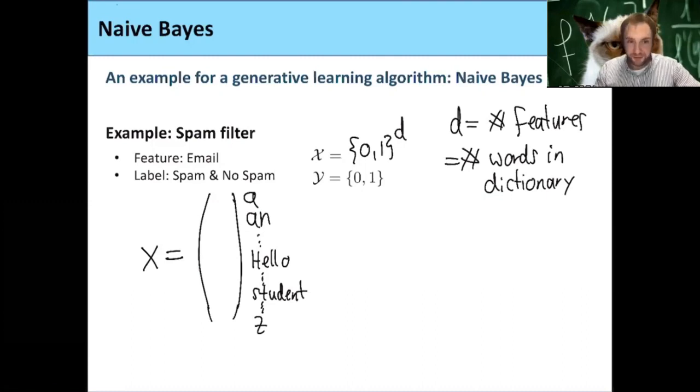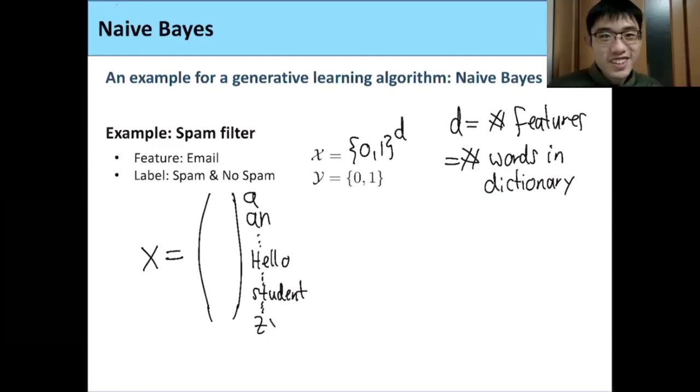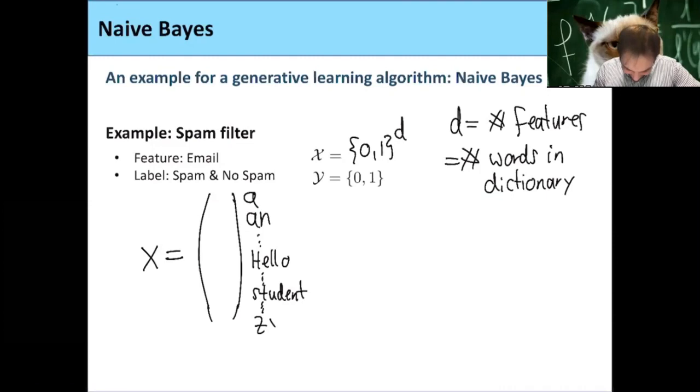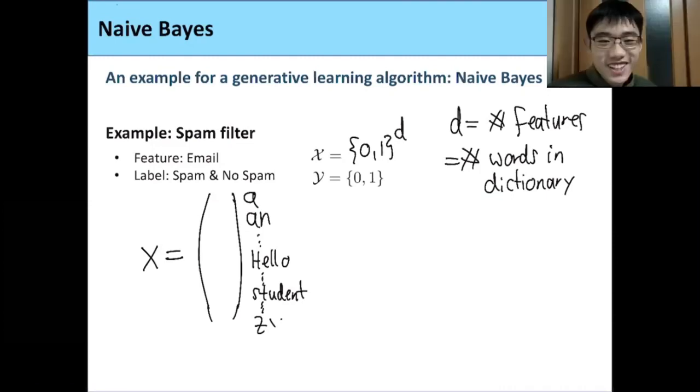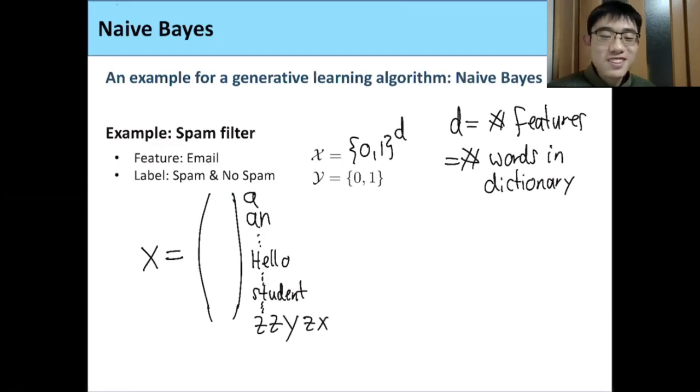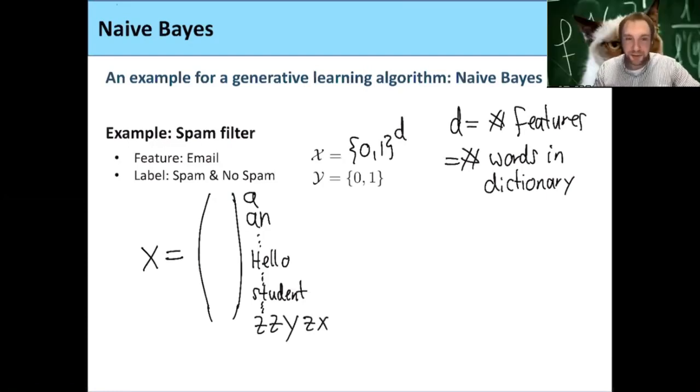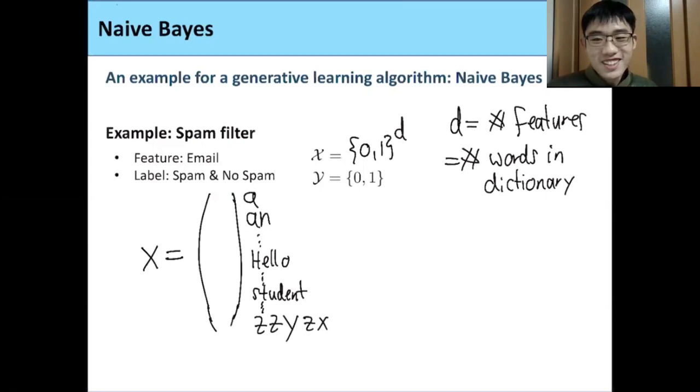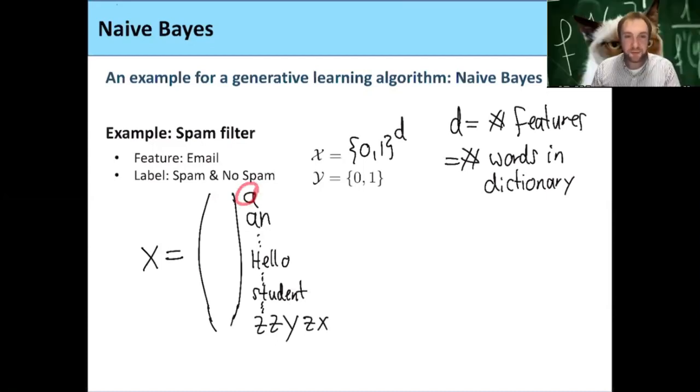I don't know. What's a nice word with Z? ZZYZX. It tends to be the last word in the dictionary. The what? ZZZZYZX. Two Z's and Y and ZX. It's a place name in the US. Okay, yeah. So thank you.